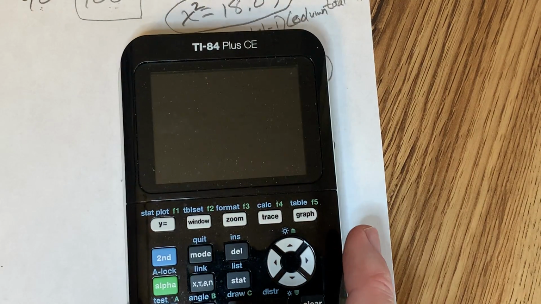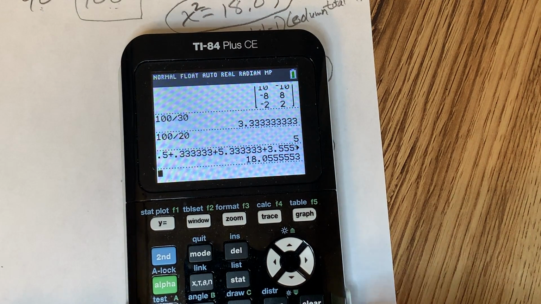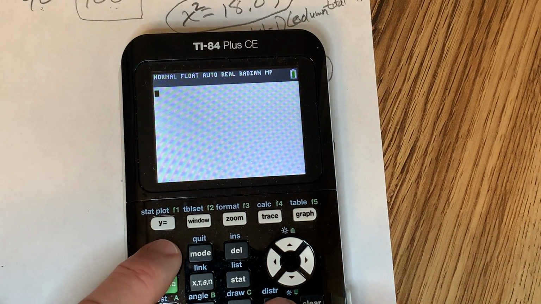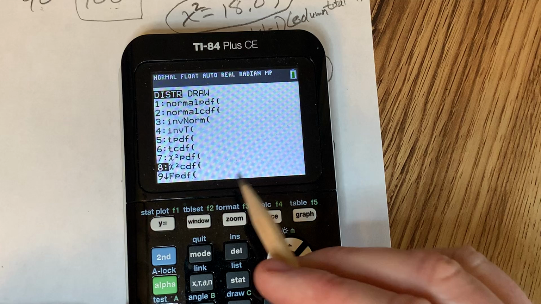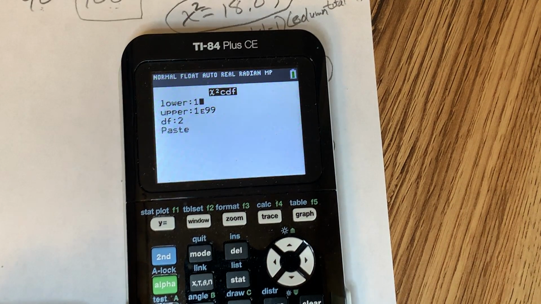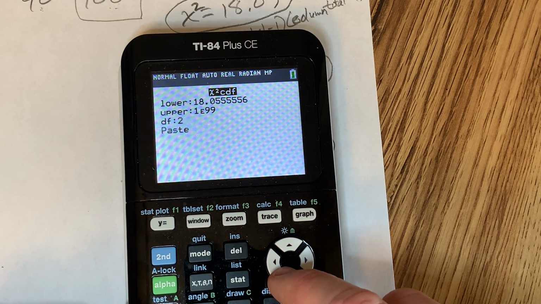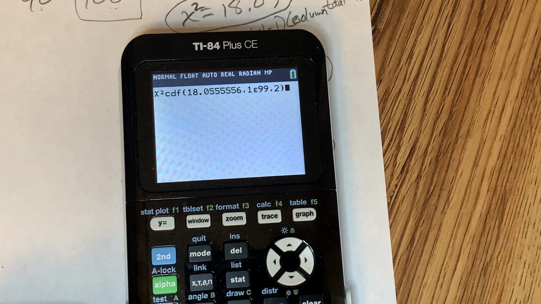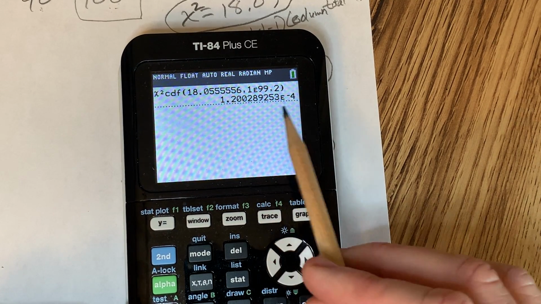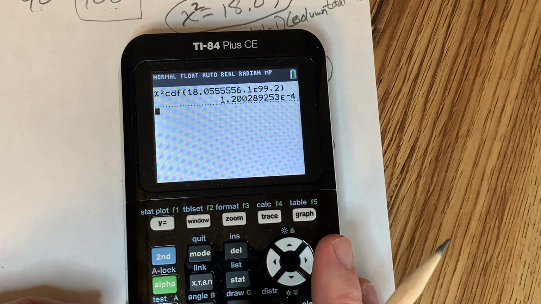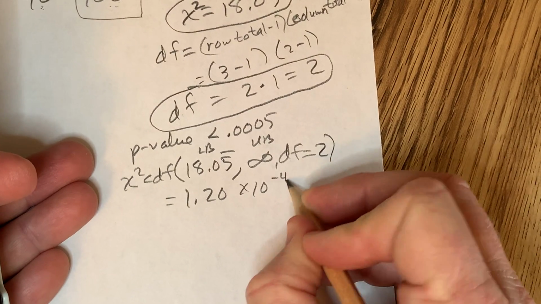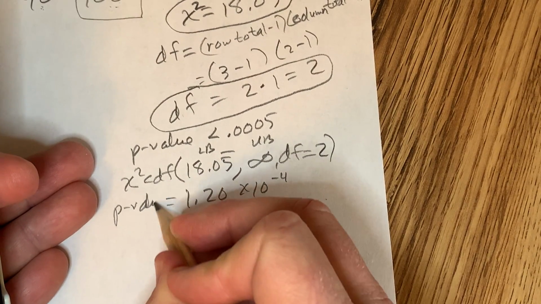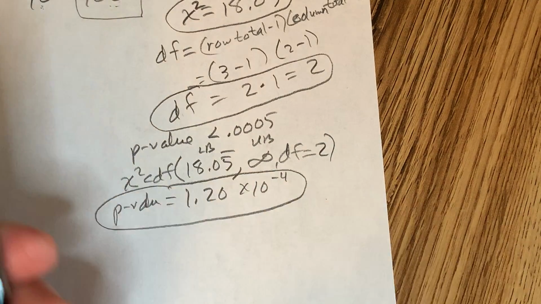All right, now chi-squared CDF is right near normal CDF. You go to second distribution, and you go down to chi-squared CDF. There it is. And so we would say 18.055556, let's say, to infinity, 1E99, degrees of freedom 2. We hit that, and sure enough, a very small p-value, 1.20 times 10 to the negative 4th. So 1.20 times 10 to the negative 4th is our p-value, so in other words, really effectively 0.